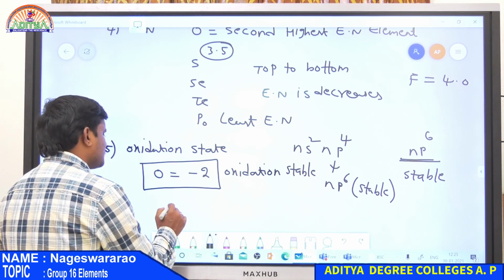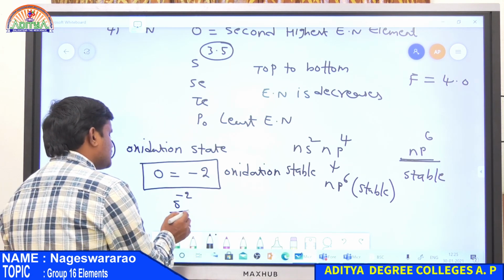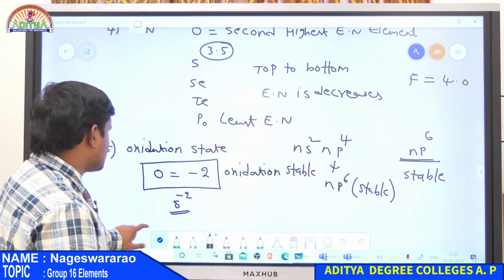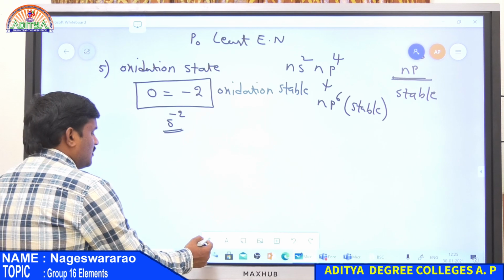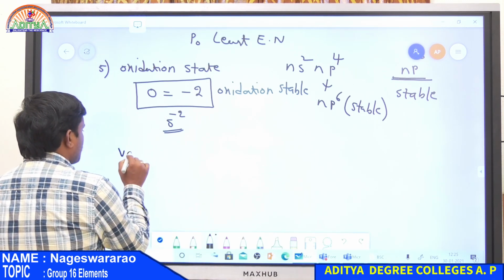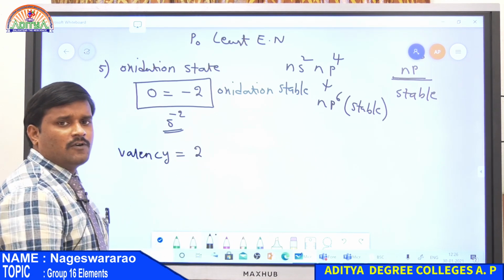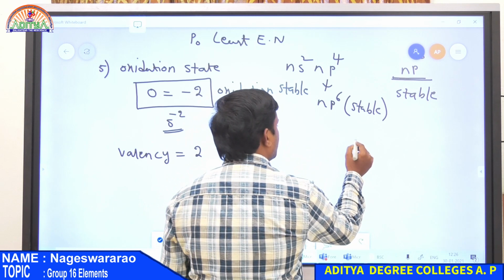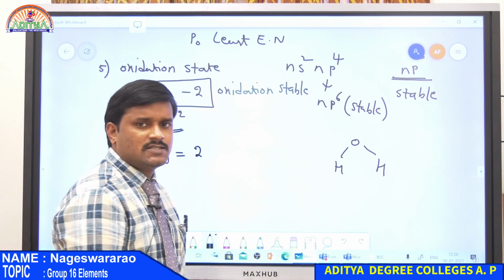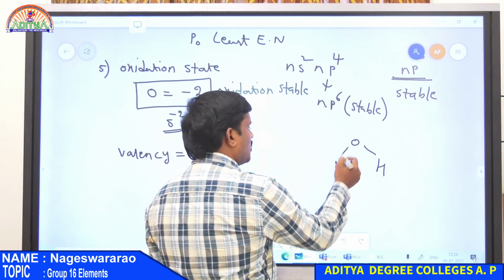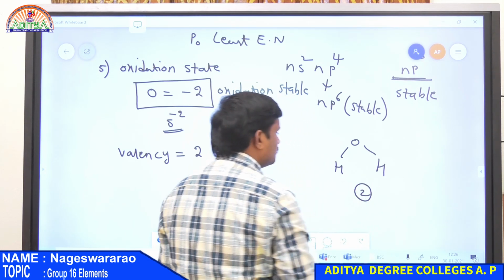Similarly for sulfur as well as remaining elements. So sulfur also exists as a -2 oxidation state as stable, and also its valency is equal to 2. So oxygen can form 2 bonds at a time. So this is a water molecule. Here valency of oxygen is 2, because it forms 2 OH bonds. So one OH and second OH. Therefore its valency is always 2.